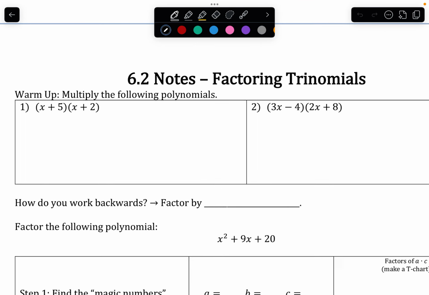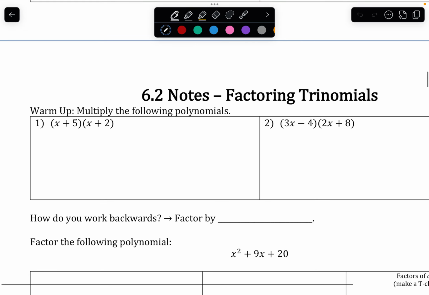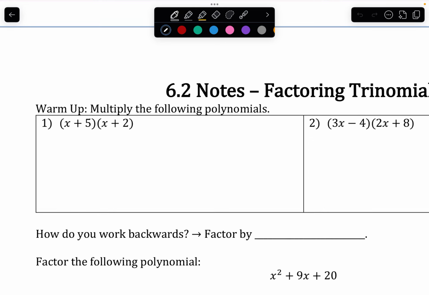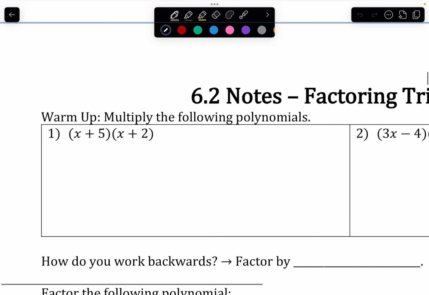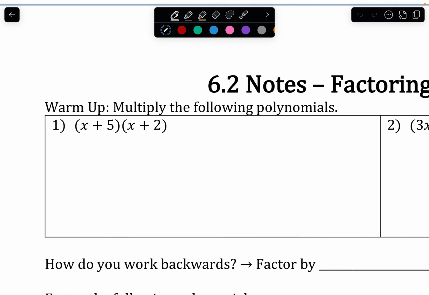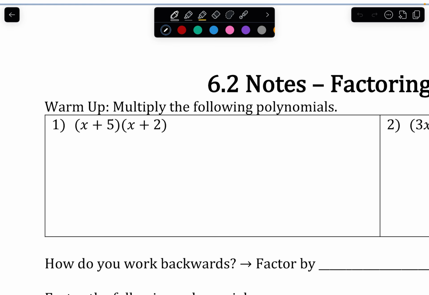All right, in this lesson, we are going to be factoring trinomials. For a warm-up, we are going to multiply a binomial times a binomial. Last semester, we did this using a box. I'm multiplying two terms by two terms, and it kind of looks like a Punnett square, x plus 5 times x plus 2.